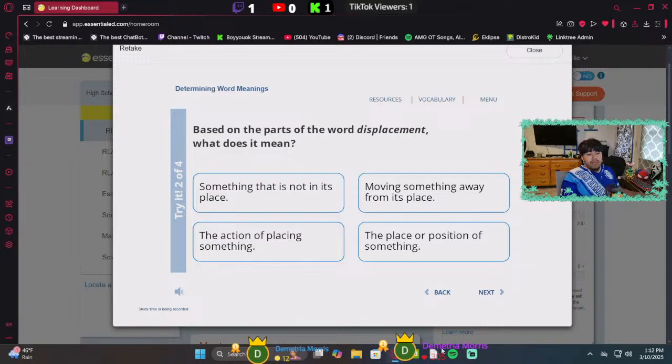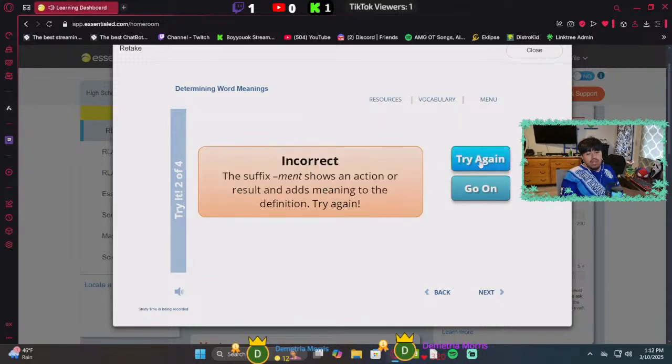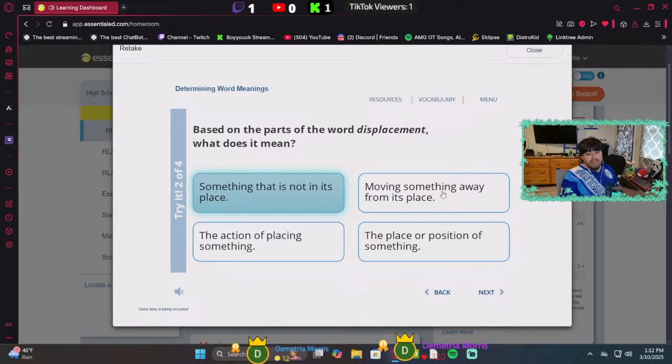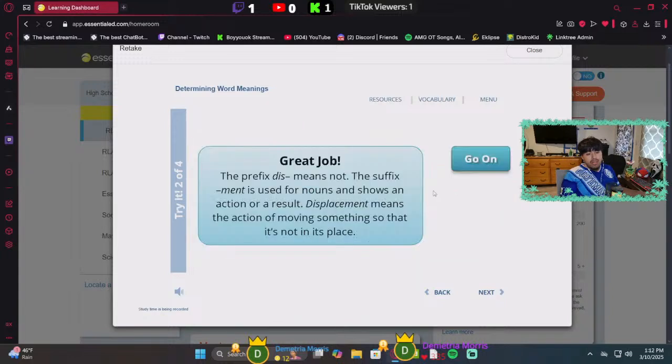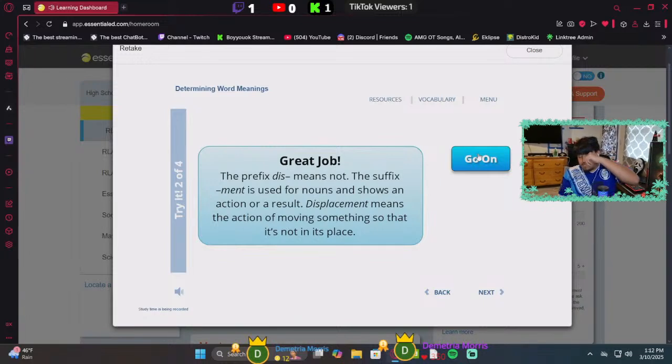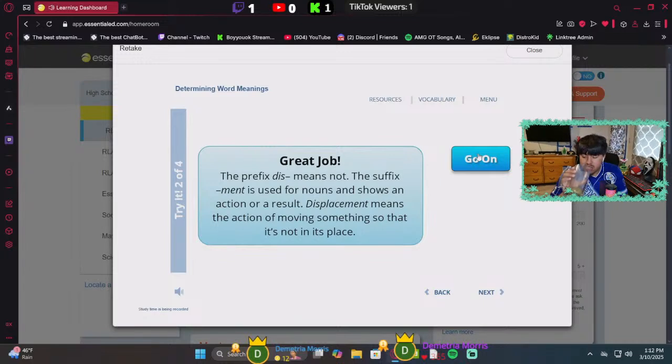Great job! The prefix dis means not. The suffix ment is used for nouns and shows an action or a result. Displacement means the action of moving something so that it's not in its place.